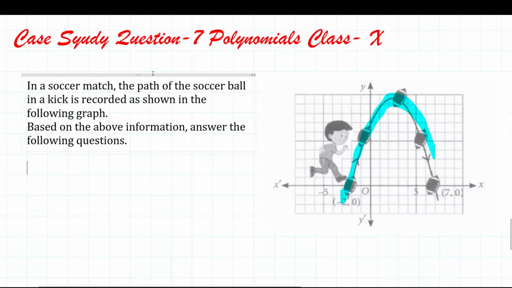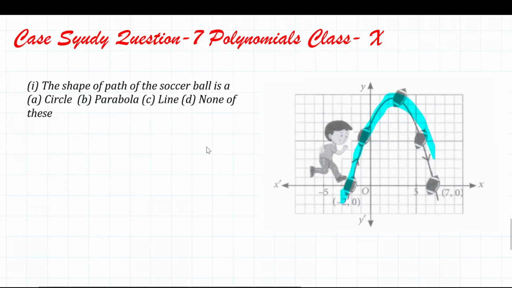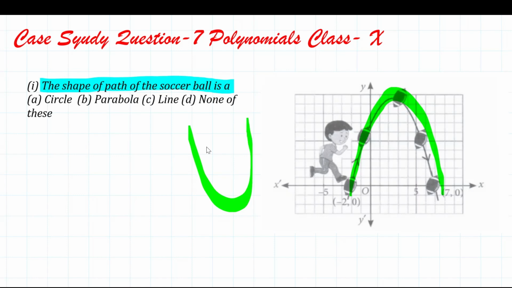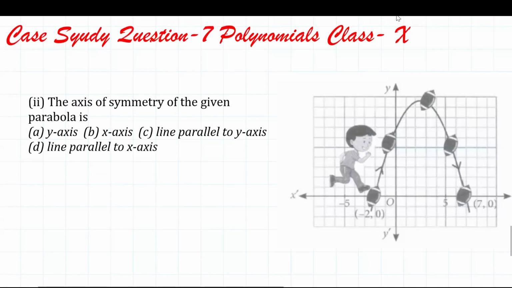So the first question, let's say if I remove this, says: the shape of the path of the soccer ball is a what? So this kind of shape, you can see once again, whether it's upward opening or downward opening, is called what? Parabola, right? So this is generally represented by a quadratic polynomial. So we can say the correct answer is parabola.